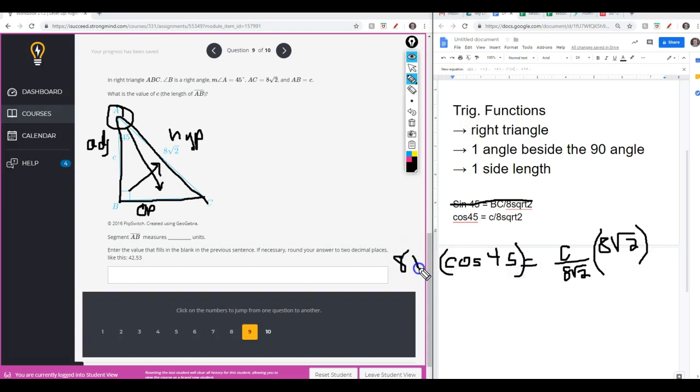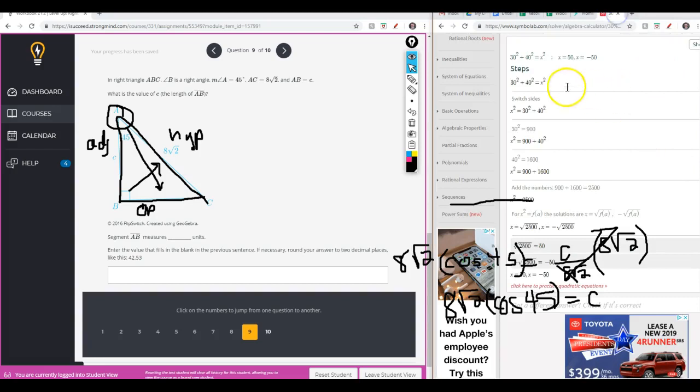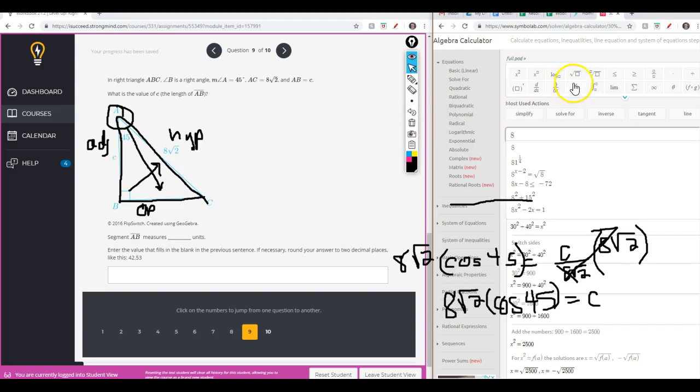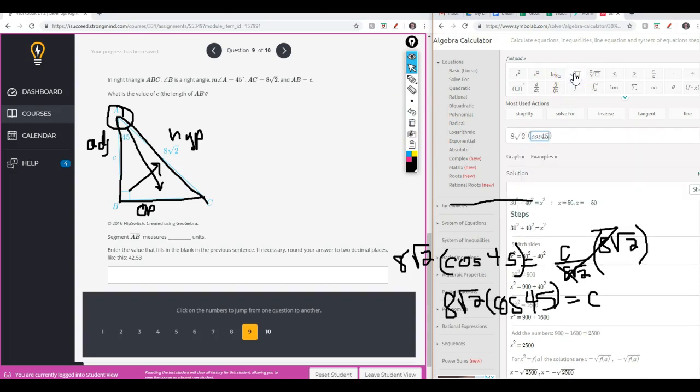So then we would have 8 square roots of 2 here. So we actually have 8 square roots of 2 times the cosine of 45. And that's going to equal c times 8 square roots of 2 divided by 8 square roots of 2. This reduces down to 1, so I have 1c. That's what we want, so we're going to jump over to our calculator. We're going to type in 8 square roots of 2 times cosine of 45 degrees.